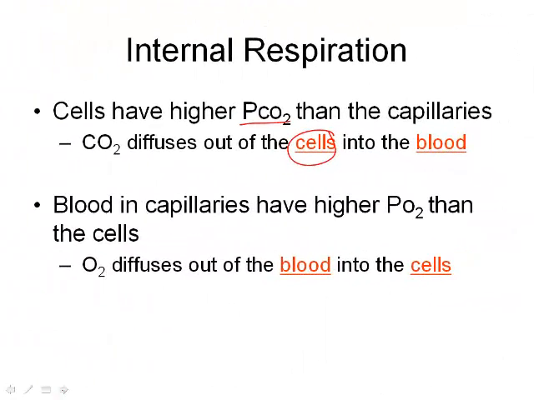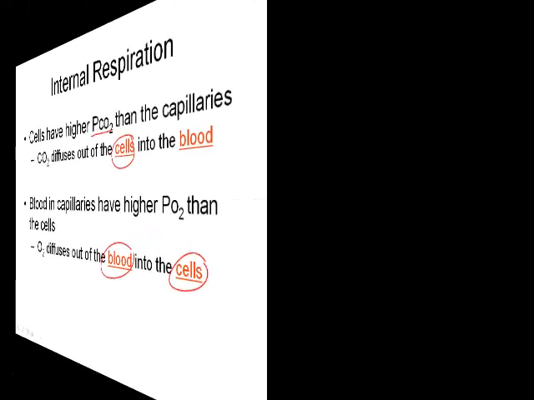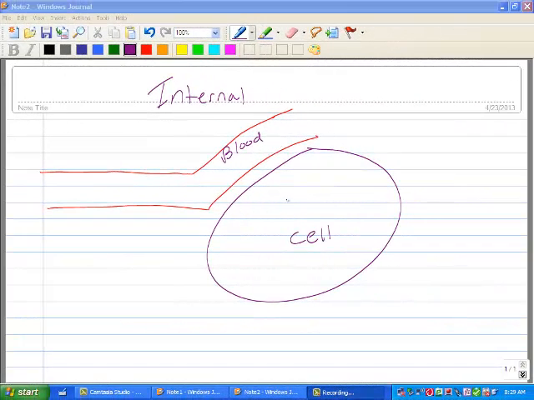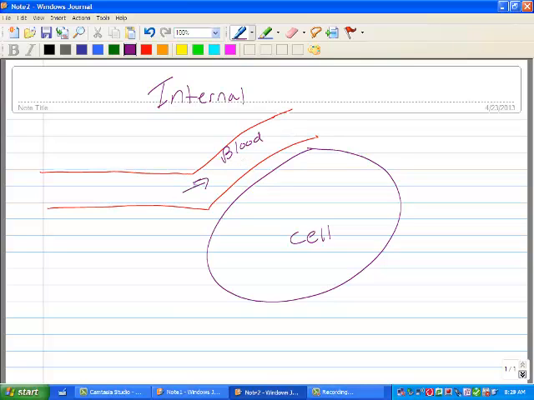And then if the blood has higher O2, the O2 is going to diffuse from the blood into the cells. So here's a picture of our cell and our blood. If we have oxygen that's being transported from our lungs and our blood, so if there's high partial O2 compared to the cell, and there'd be low partial O2 because it's all being used up for cellular respiration, well, what's going to happen is it's going to diffuse across that membrane and go in from our blood into our cell.